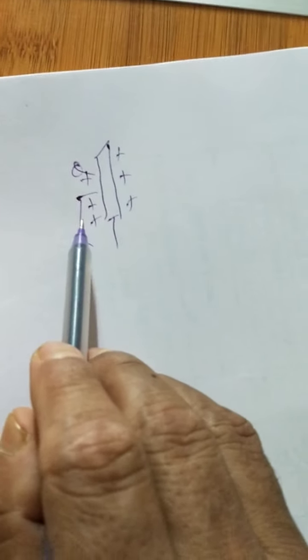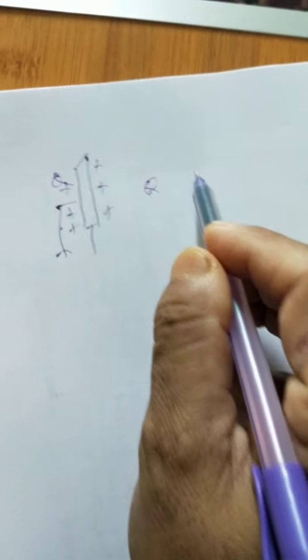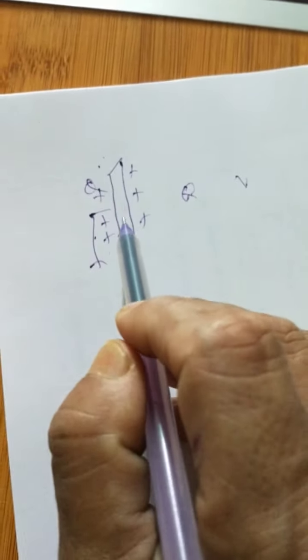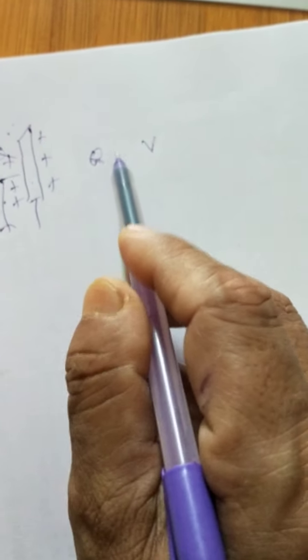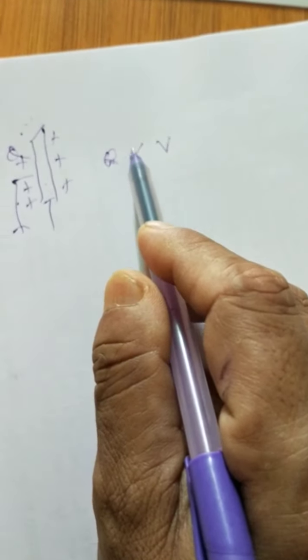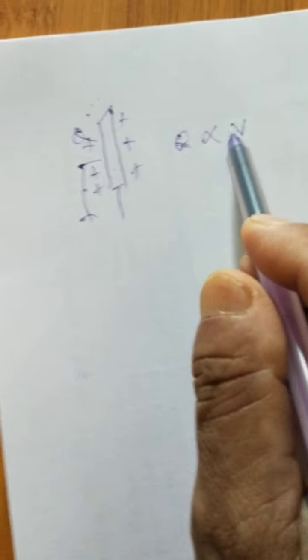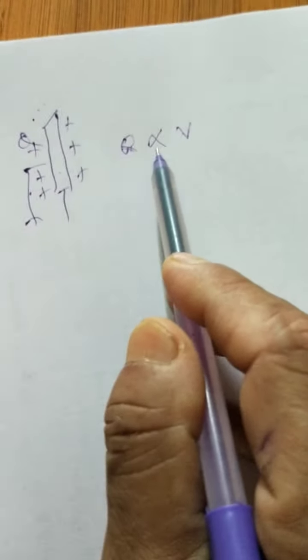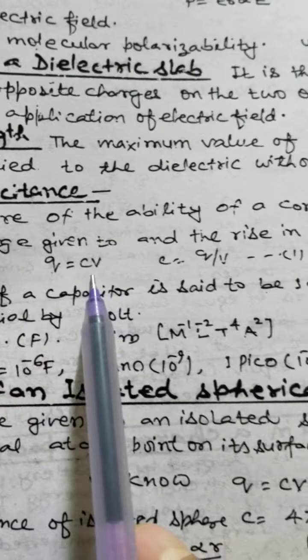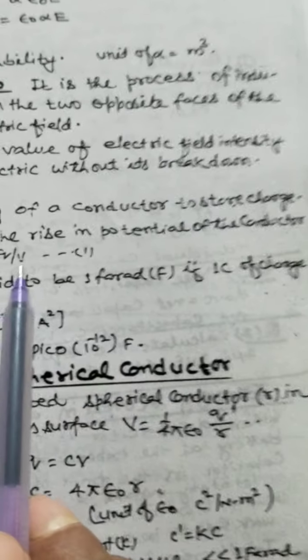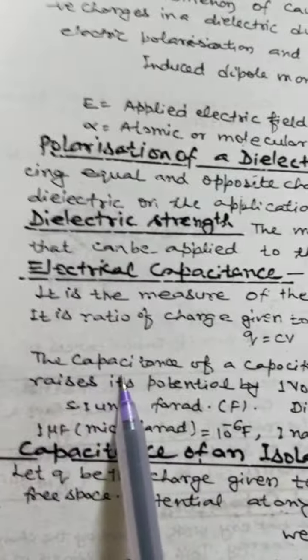When we give the charge to this conductor, simultaneously the potential on it also changes. So the charge given is directly proportional to V. When we introduce the constant C, that C is called capacitance. So Q is equal to CV, or C is equal to Q by V. This C is called the capacitance.